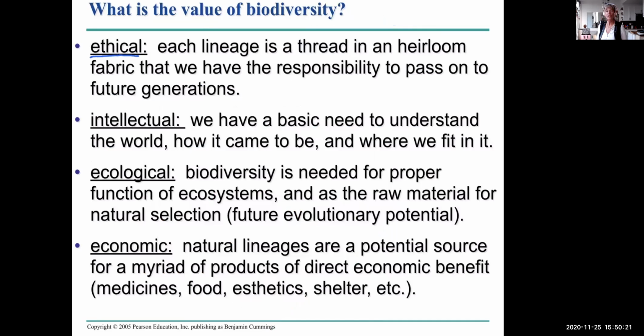So what is the value? Well, there's an ethical value, isn't there? Each lineage is a thread in an heirloom fabric that we have the responsibility to pass on to future generations. It has intellectual value. You have a need to understand the world. That's what education is all about, understanding the world, how it came to be, and where we fit in. We have definitely an ecological responsibility, and there's value in diversity for the proper function of ecosystems. And of course, it's the raw material for natural selection. If species start disappearing, there's less and less variation to select from for the future. The gene pools become smaller and smaller. And economic, sure, there's economic value. There's a potential source of all kinds of products of direct economic benefit: medicines, food, aesthetics, shelter, all of that.